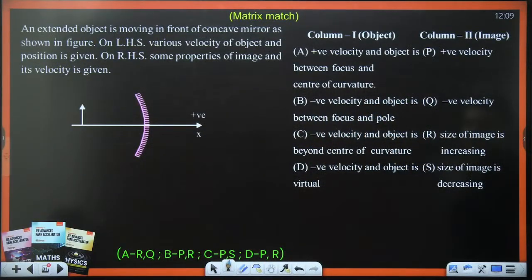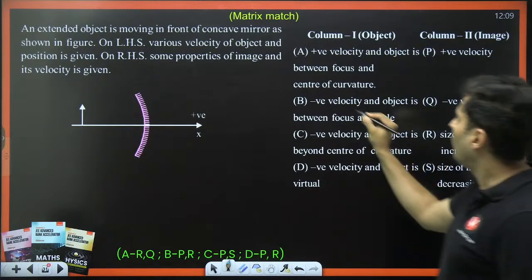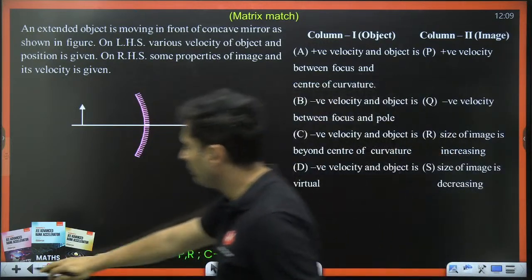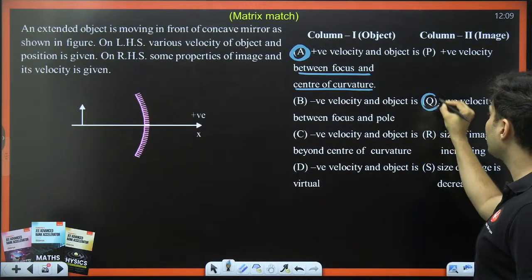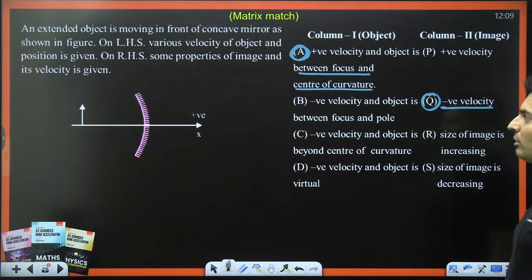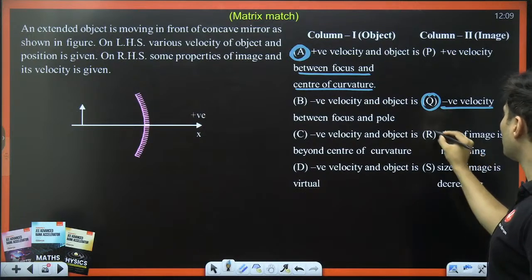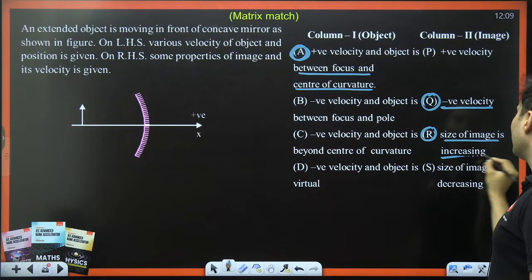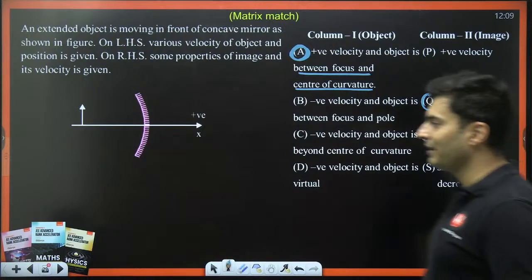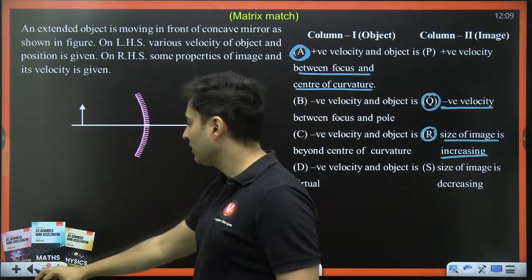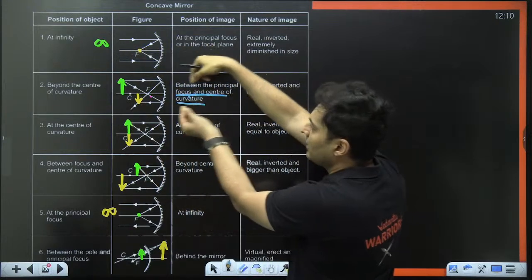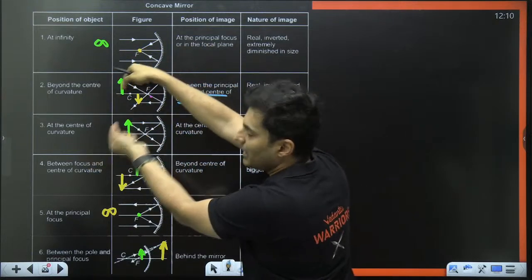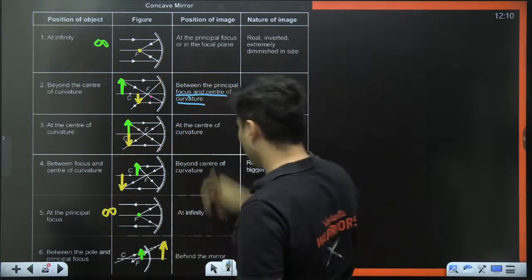Obviously, oops, sorry, I gave the answer. Okay. Obviously, the image velocity is definitely negative. Also, the size of the image is increasing. So that is the first correct option. You can see as that green one comes here, the yellow one will go big and it will go towards the center of curvature.